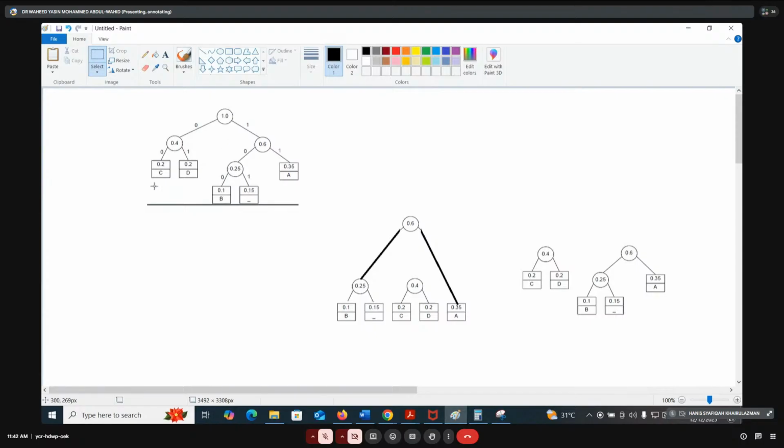Now, what is the code of C? 0, 0. What is the code of D? 0, 1. What is the code of B? 1, 0, 0. What is the code of A? 1, 1. What is the code of underscore? 1, 0, 1.